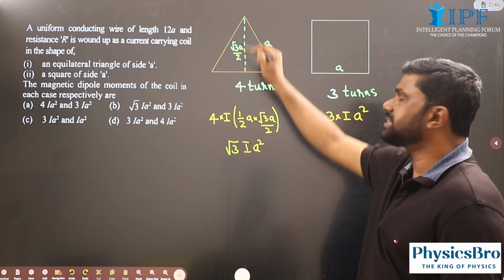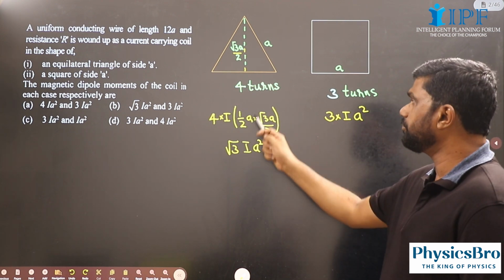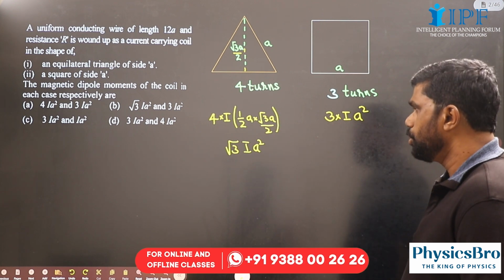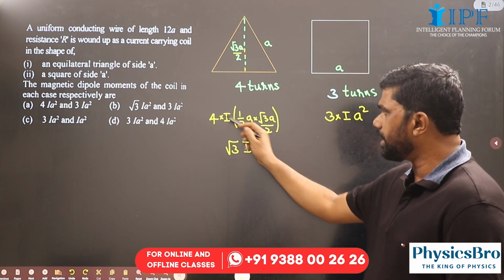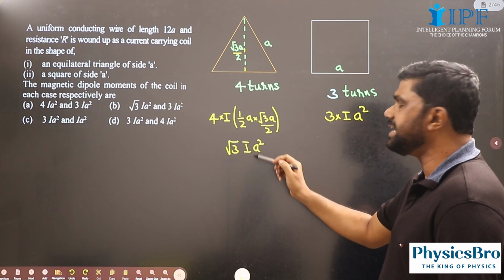Area of the loop is the area of the triangle, that is half into base into altitude. Half, base is A and altitude will be root 3A by 2. Okay, here we have 2 into 2 in the denominator, that is 4, and this 4 can be cancelled. So we will get root 3 I A square.